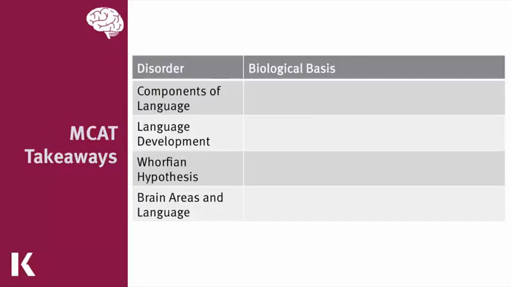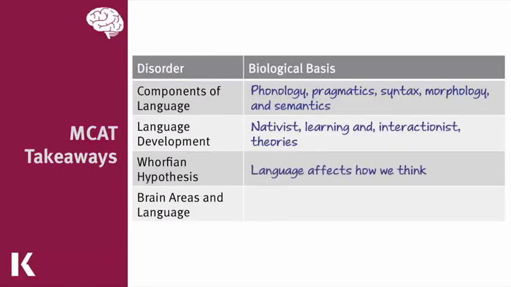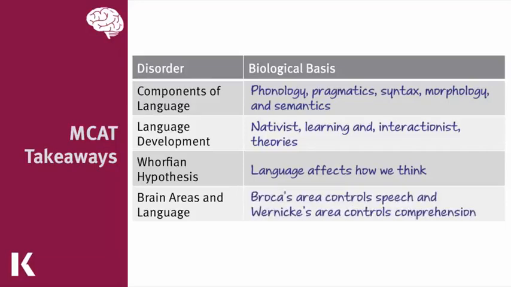Let's look at some of the takeaways from this video. The components of language are phonology, pragmatics, syntax, morphology, and semantics. We explored some examples of each of these earlier in the video. There are three theories suggesting how we acquire language and describe language development. Those are the nativist, learning, and interactionist theories. Remember that these fall on a spectrum of biological to social. The Whorfian hypothesis suggests that how we think depends on language. Finally, the areas of the brain that are associated with language are Broca's area, which controls speech, and Wernicke's area, which controls comprehension. Impairment of language is called aphasia.